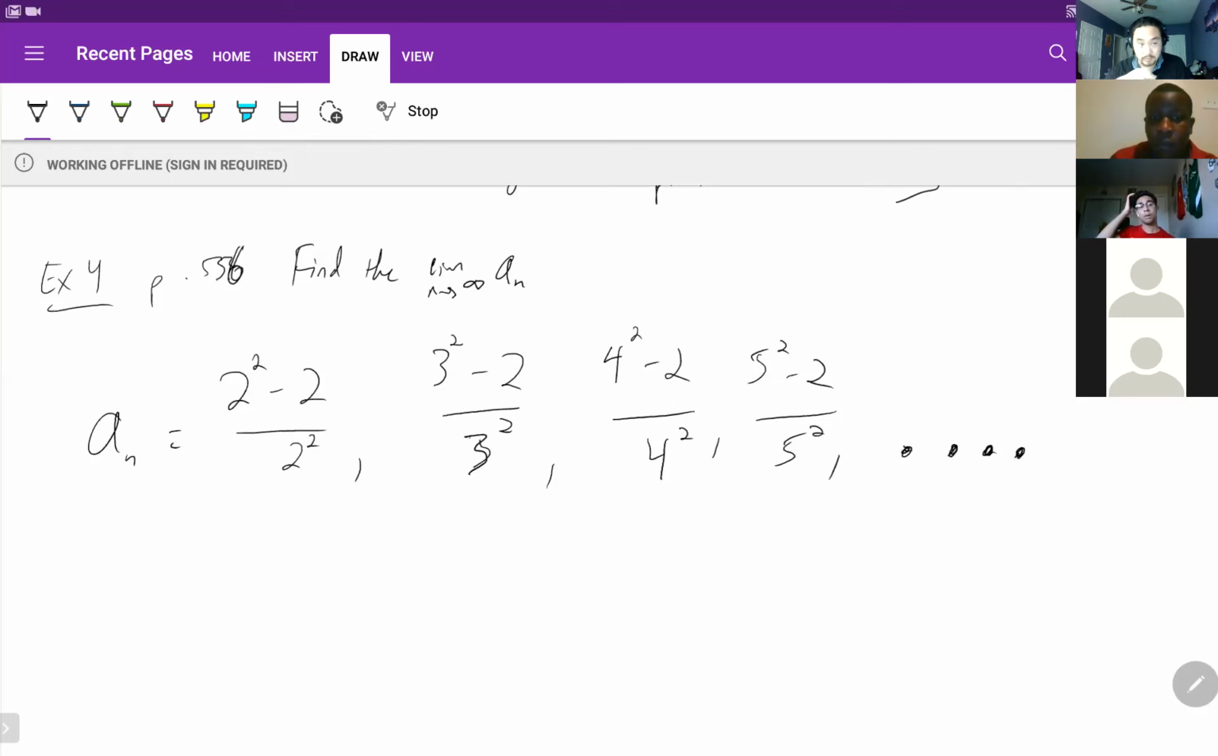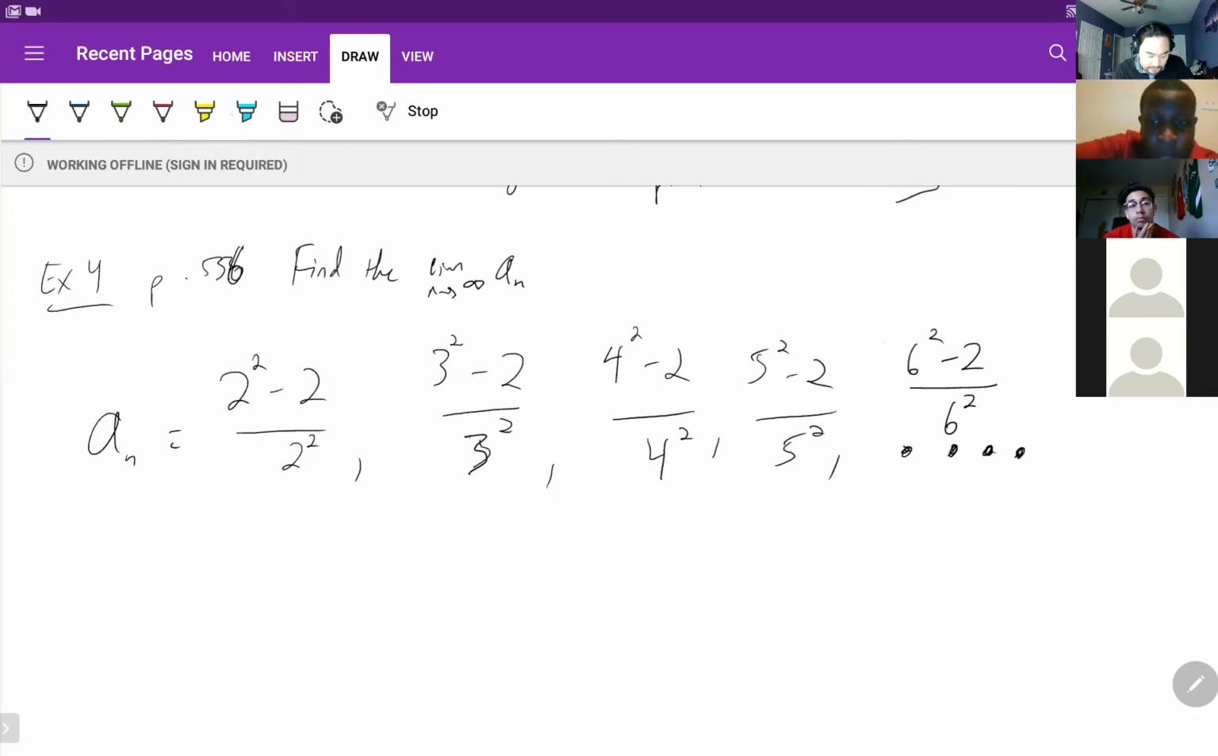For you, you just do as many as you think you need. If you're like, I'm still not sure, let me figure out the next term, do it. Don't feel like you need to prove anything, right? So if I were to write the next term, it looks like the next term would be 6 squared minus 2 over 6 squared, where the 2 is constant.